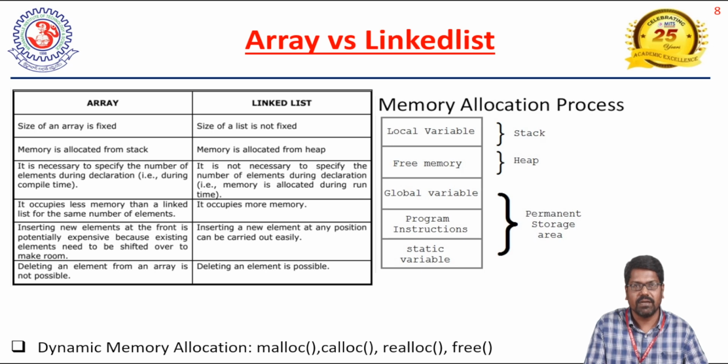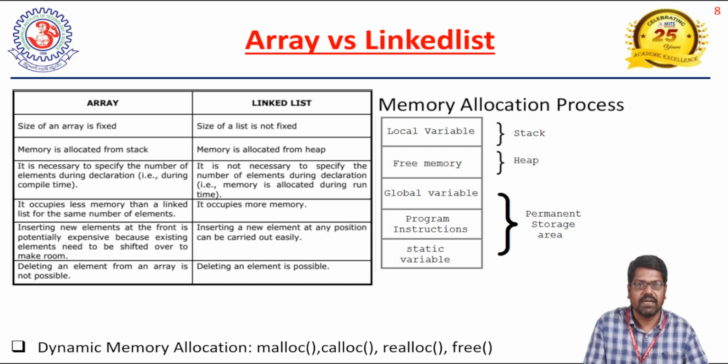Coming to the linked list approach, the size of a linked list is not fixed. Why? Because this pointer based approach uses the dynamic memory allocation concept. The memory is obtained from the heap memory area. It is dynamic memory, so it's not constant. It keeps on changing. The size is not fixed here. So that is the first difference between array and linked list.